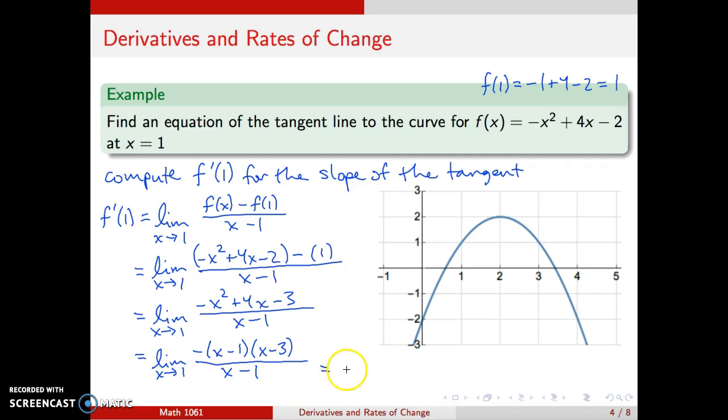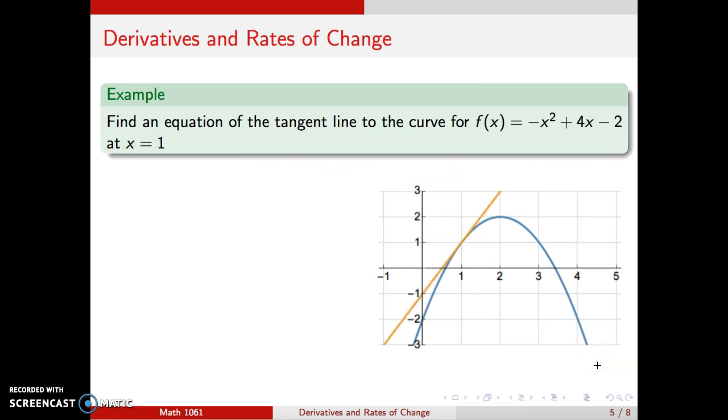And so using the cancellation property, those x minus 1 common factors will cancel, and so it really is the same as the limit as x approaches 1 of negative quantity x minus 3. That's a linear function and polynomial. We'll do a direct substitution. So kind of crammed for space here because I'm squeezing in an example, but f prime of 1 equals 2.